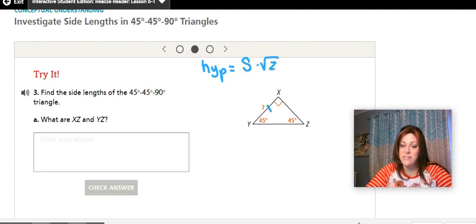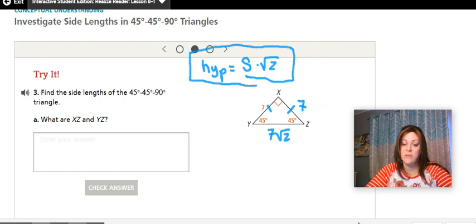Well, here's 7. And since it's an isosceles right triangle, this also would be 7, which would mean the hypotenuse is 7 times the square root of 2, just by understanding this formula right there. So the hypotenuse equals side times square root of 2. And remember, this only works in a 45, 45, 90 triangle.